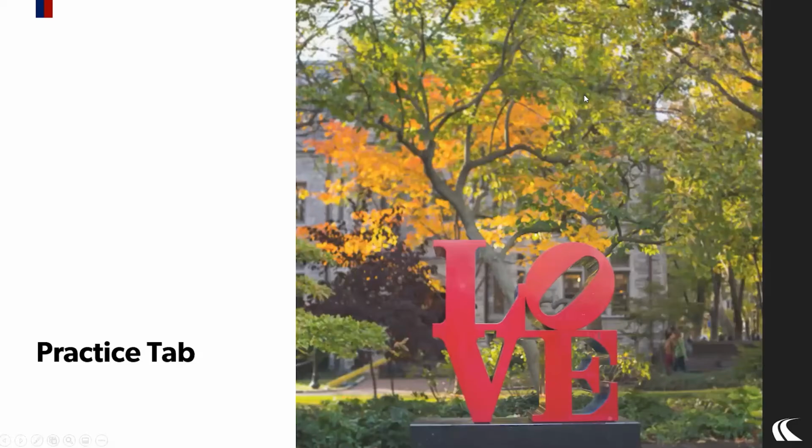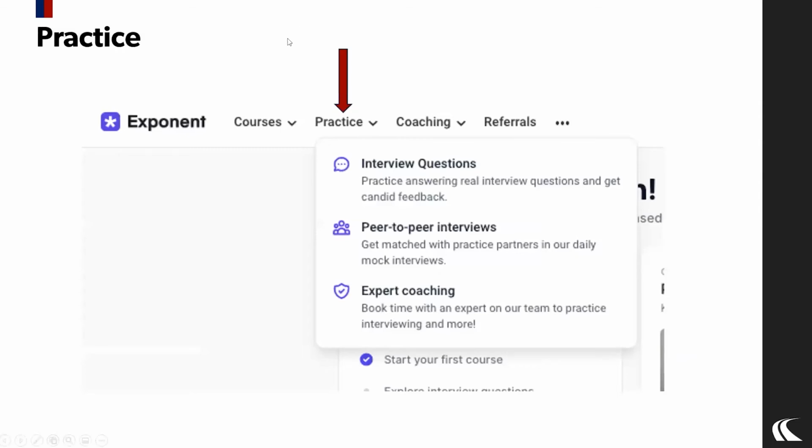The other tab that I want to highlight is the practice tab. It's next to the courses tab. And if you hover over practice, you'll see these three options: interview questions, peer-to-peer interviews, and expert coaching. Now, the first two are free for you through Penn. The last one, expert coaching, is certainly available to you if you'd like. That is something that you would have to pay for on your own. But we're going to go over how you can utilize interview questions and the peer-to-peer interview tool.